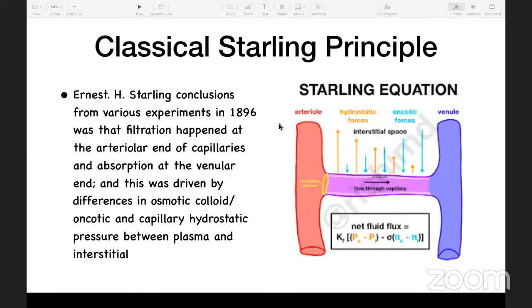So in 1896, Starling, through various experiments, concluded that there was filtration happening at the arteriolar end and absorption happening at the venular end of capillaries, and he concluded that this was due to differences in colloid osmotic pressure, but also hydrostatic pressure along the capillary. This original Starling principle has had further modifications and criticisms from microvascular physiologists and intensivists. And as we see, that's how we come up with the revised Starling principle.